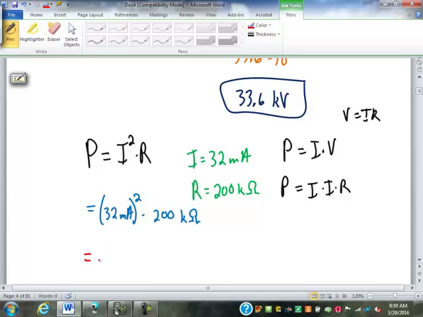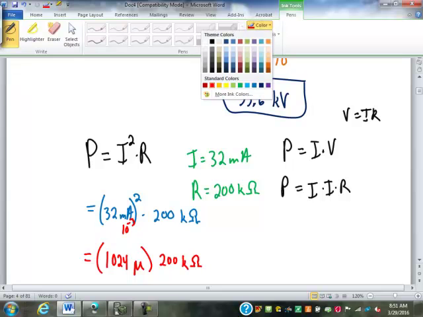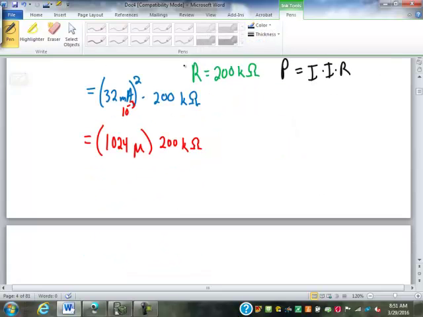So 32 squared is 1,024. Milli, remember, is 10 to the negative 3. 10 to the negative 3 squared is 10 to the negative 6, right? Because when you take a power of a power, you multiply. So negative 3 times 2 is negative 6, which is a micro. Right? Then this will be 200 kilo ohms. So now I have 1,024 times 200.